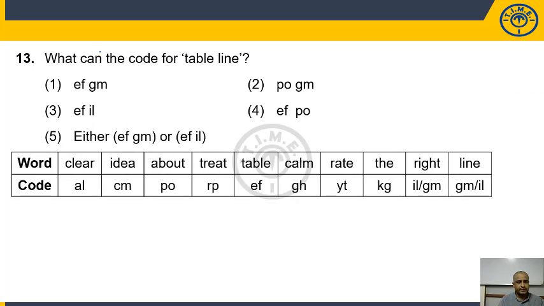What can be? Can be is nothing but possible. What is the code for table? EF. Code for table is EF. What is the code for line? GM or IL. Sorry, it is not LI, it is IL. So EF should be compulsory. EF, GM, EF, IL. Both are there. Choice 5. One of these two. Both.